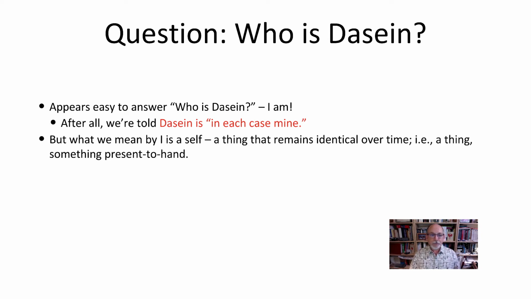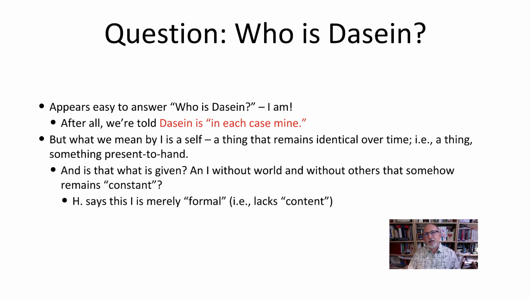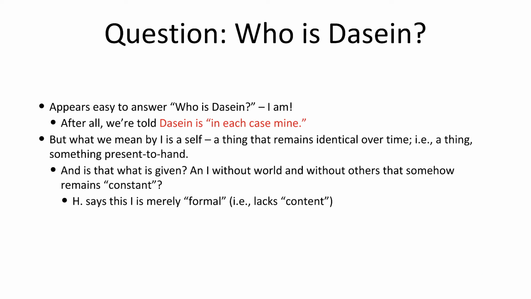You need to think again, right? Is that really what's given, an I without a world and without others that somehow remains constant? What even is that besides maybe a fantasy? Heidegger says that I is what he calls merely formal. He calls it a formal indicator. It indicates something. There's no content to that I that is theoretically what you're supposed to be, this I. It's a contentless abstraction or even fantasy.